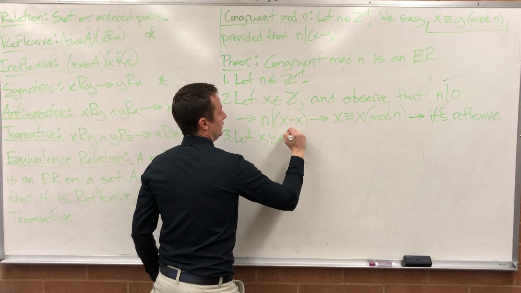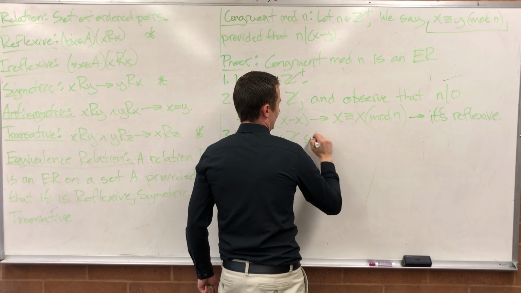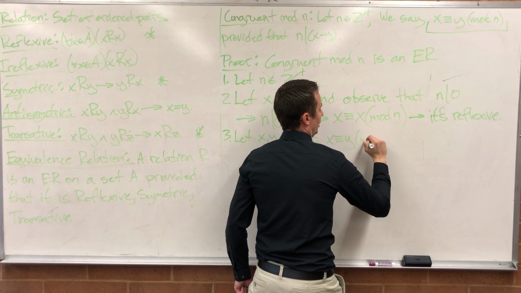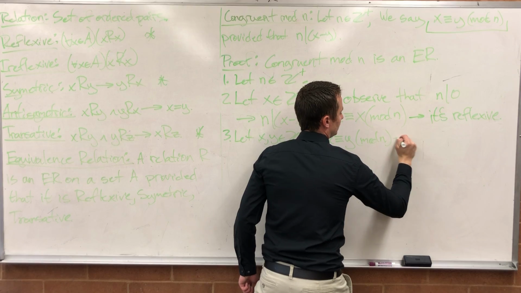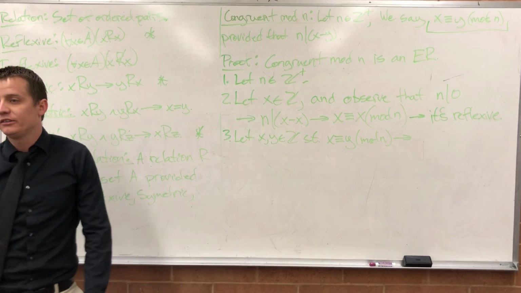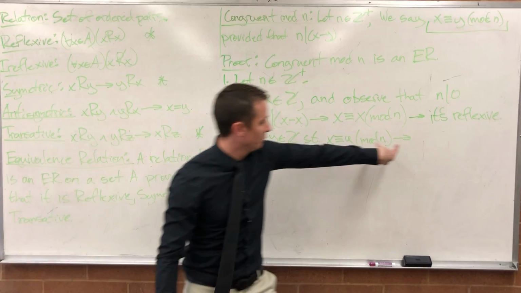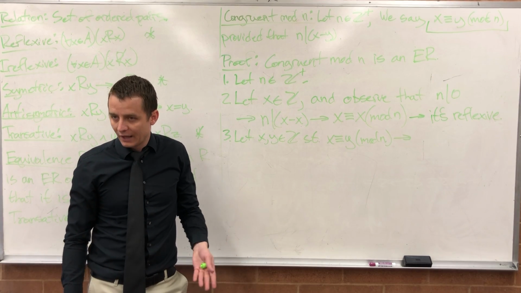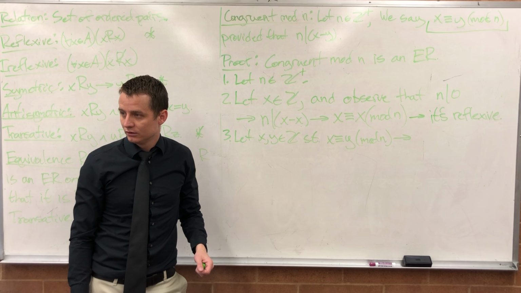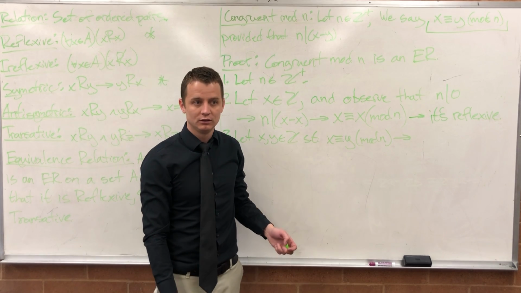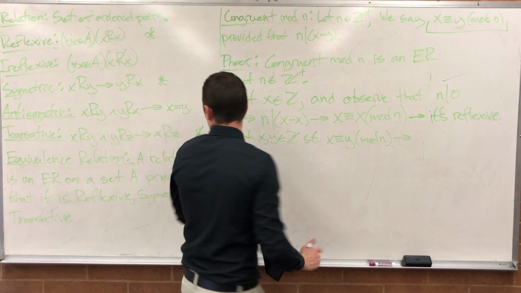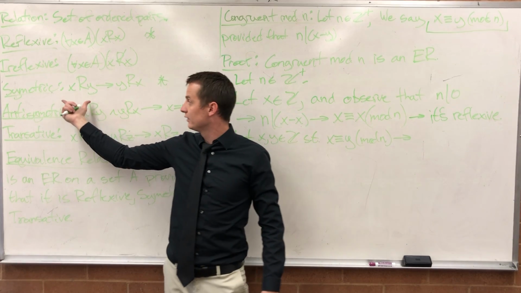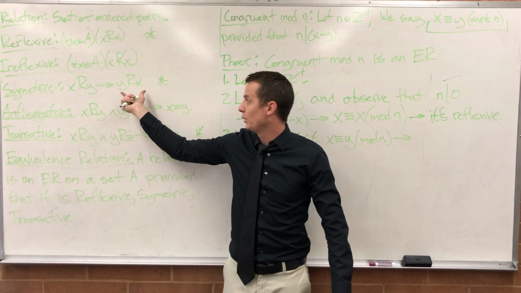Let x, y, and z such that x is congruent to y mod n. If x is congruent to y, I need to show that this ultimately implies that y is congruent to x mod n. That means it's symmetric, right? Everyone understand the thinking? We're assuming the antecedent, and we're going to show that implies a conclusion. We assume x is related to y. We show that implies y is related to x.